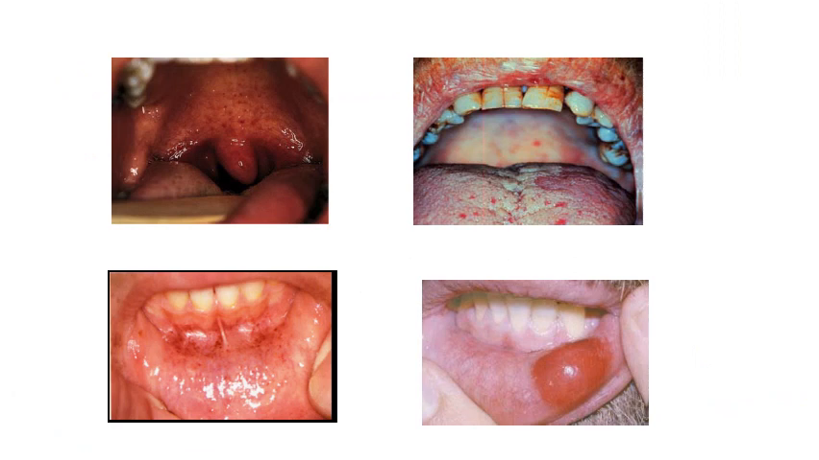So these images are classical signs of a person with a bleeding disorder. These red spots are known as petechia, and they're caused by bleeding just below the surface of the skin. This large red swelling is known as a purpura and is also caused by internal bleeding.